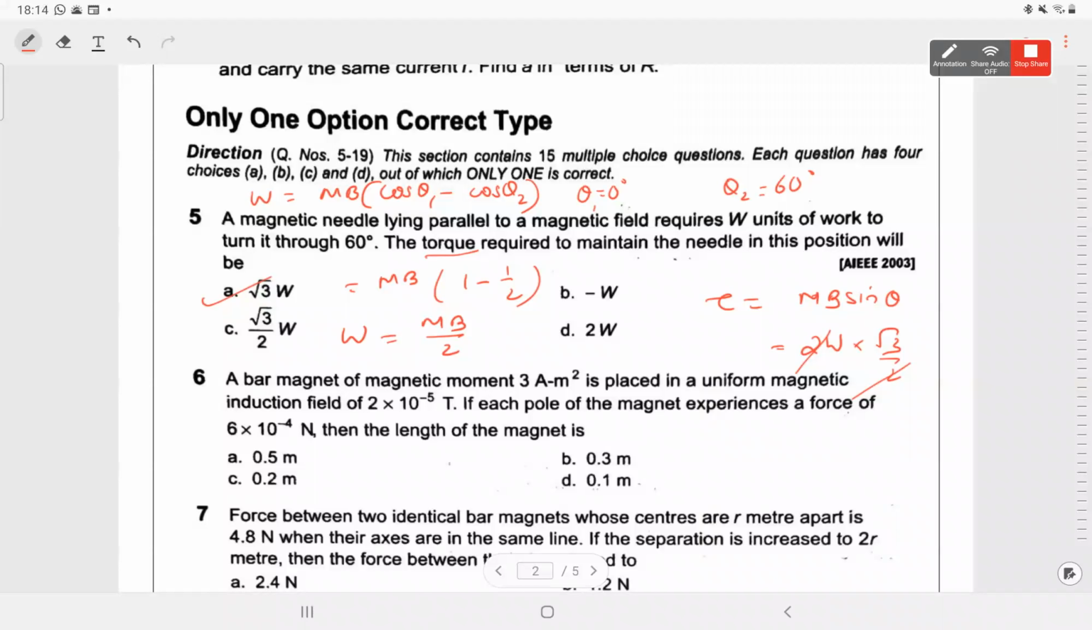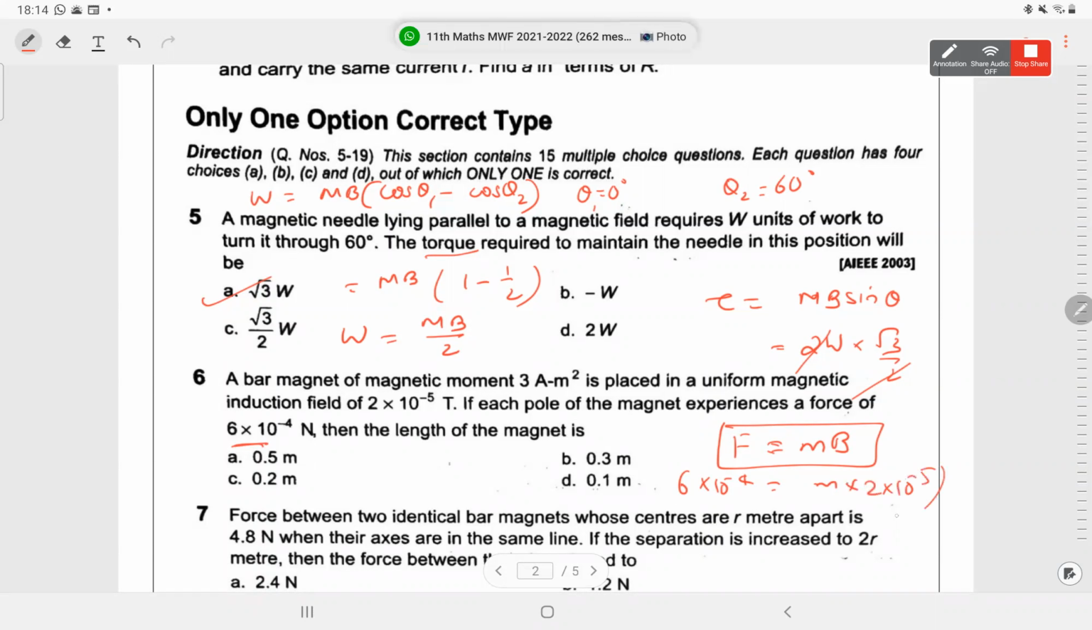Number 6: a bar magnet of magnetic moment 3 ampere meter square is placed in a uniform magnetic induction. If each pole of the magnet experiences a force of 6 into 10 to the power minus 4 newton, then the length of the magnet is. So in an external magnetic field, hypothetically, just as for a charged particle we wrote F is equal to qE, similarly for the magnetic charge we can write F is equal to m into B. Each pole experiences 6 into 10 to the power minus 4 newton. Pole strength into magnetic field is 6 into 10 to the power minus 4, so m is 2 into 10 to the power minus 5.